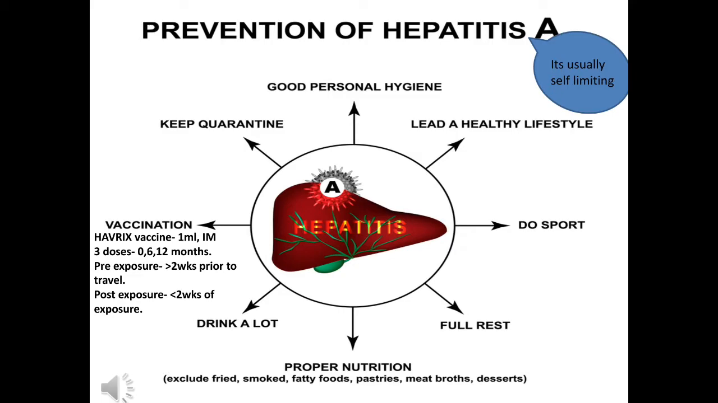Vaccination is available. Havrix, which is about 3 doses at 0, 6 and 12 months. About 1 ml IM dose is given. Pre-exposure vaccine is given 2 weeks prior to travel and post-exposure before 2 weeks of exposure.